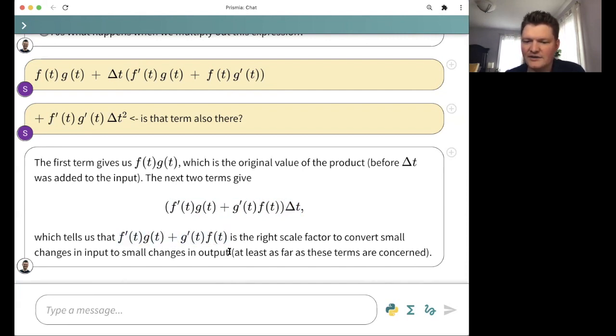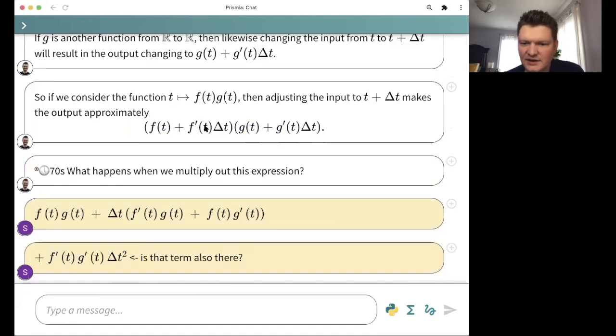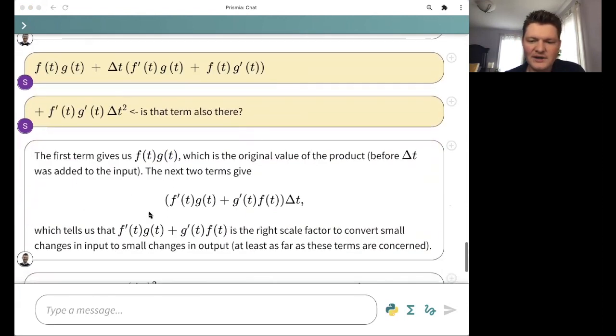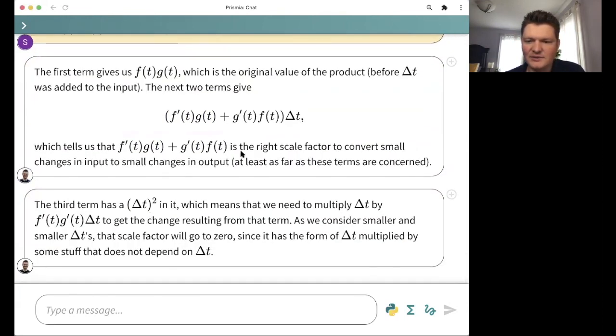This is the right answer. We just need to think about what's going on with this last term when we multiply the f prime times delta t and g prime times delta t. One way of thinking about this, as Shubham said, is that delta t is really small. That's the point of derivatives. You consider really, really small changes in input. And so delta t squared is going to be way smaller, and we can just kind of neglect it.